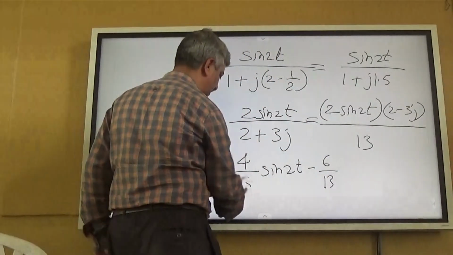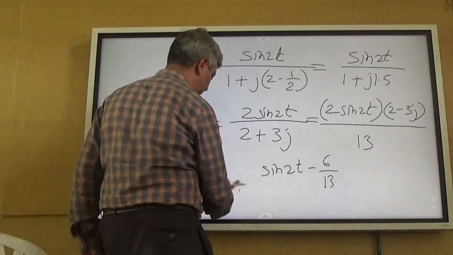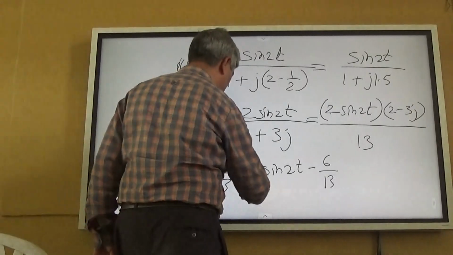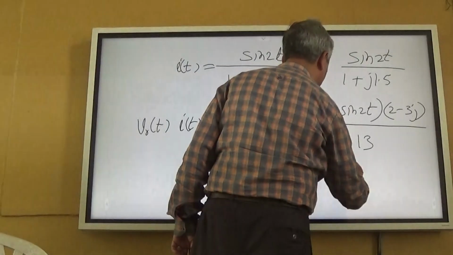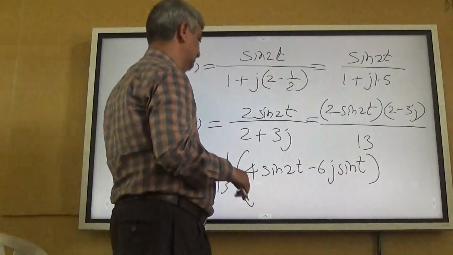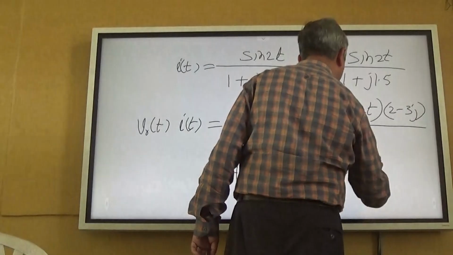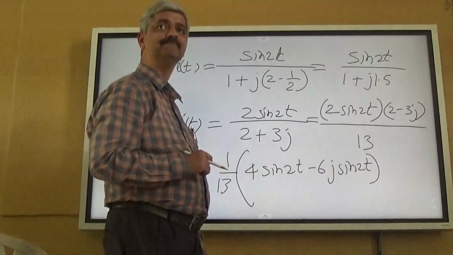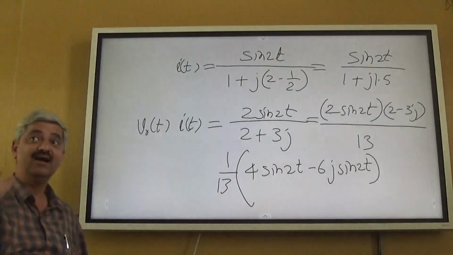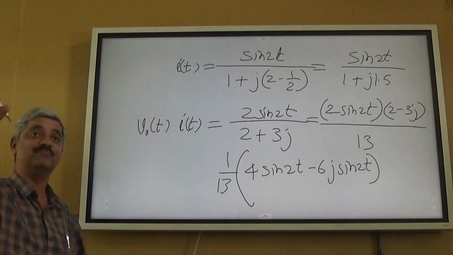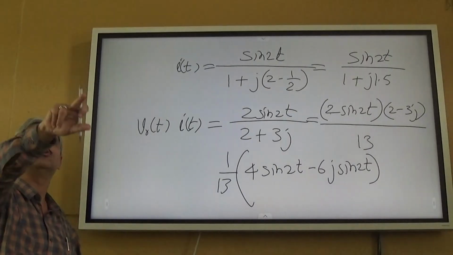आता आपण काय करू 13 वेगळाच घेऊया इकडे, 1 upon 13 घेऊया. 1 upon 13 into bracket 4 sin 2t minus 6j sin 2t. So let's write it. राईट. सो रिप्लेस j sin 2t by cos 2t.